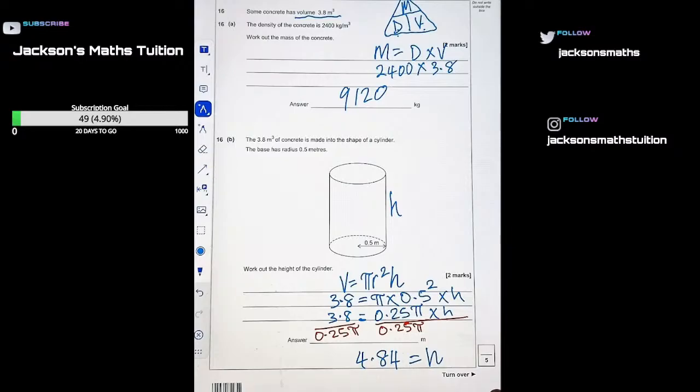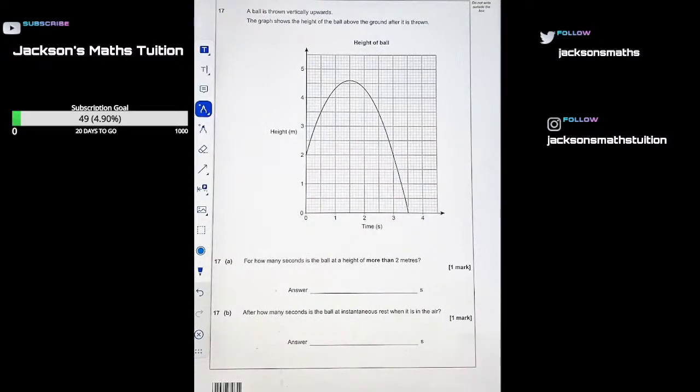Okay, so this is for higher paper, guys. Number 17. So a ball is thrown vertically upwards, and the graph shows the height of the ball above ground after it's thrown. So part A of the question says, for how many seconds is the ball at a height of more than 2 meters? Okay, so for a question like this, you're going to have to use your ruler.